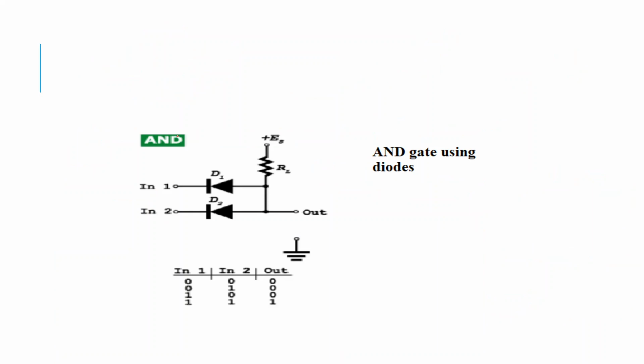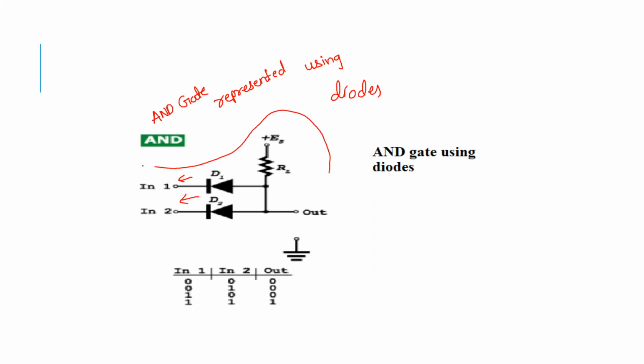OR means, see here. This is the AND logic gate represented using diode. Using diode. See, for the AND logic gate, the diode symbol is in this direction. Just remember this. They may ask a direct question: which of the following symbols represents the AND logic gate in terms of diode? So it's better to remember this.